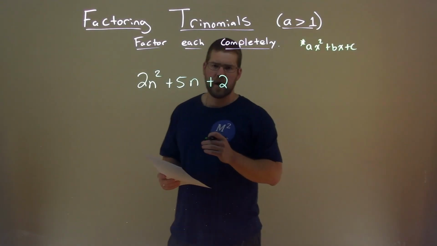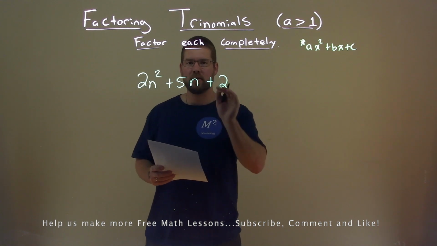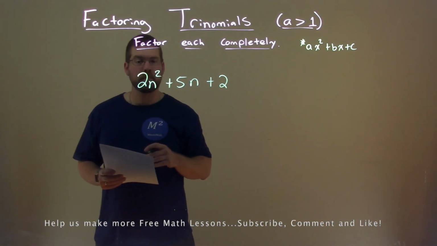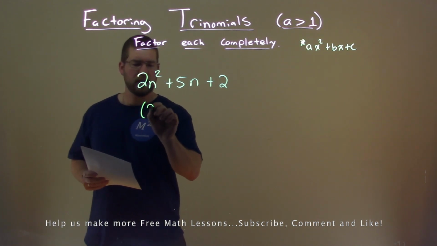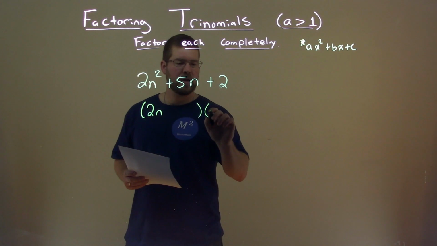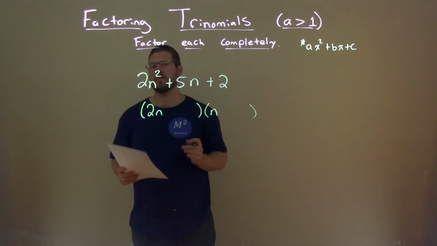We're given this problem, 2n squared plus 5n plus 2, and we need to factor this completely. Let's first look at the a value, 2. It's a prime number, meaning that this will be in some form of 2n plus or minus something times n plus or minus something else. So we have the basics here.